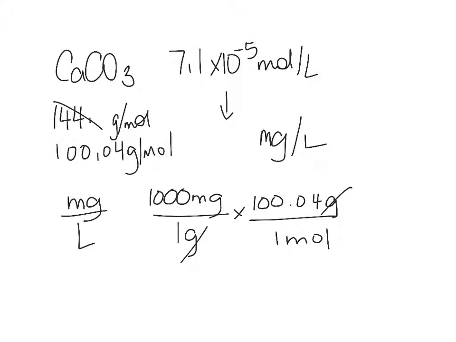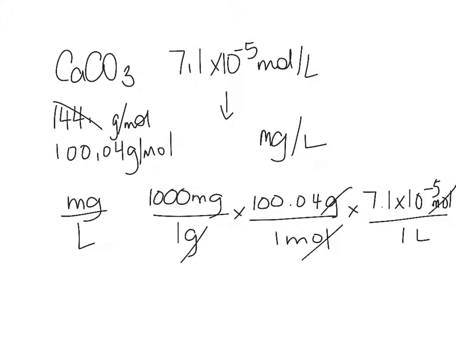I want to get rid of the moles, but I have moles up there. Moles per liter. So if it's 7.1 times 10 to the negative 5 moles over 1 liter, now my moles are gone, and I'm left with milligrams over liters.